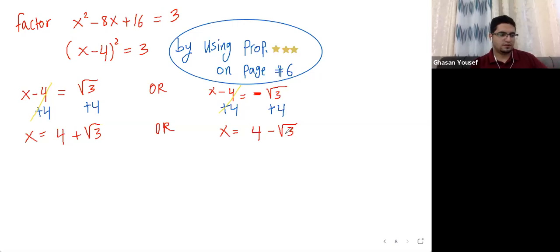Is it clear? And this is the answer for this example.